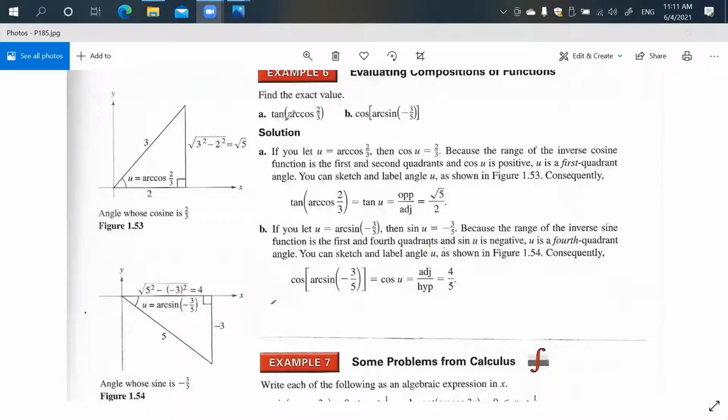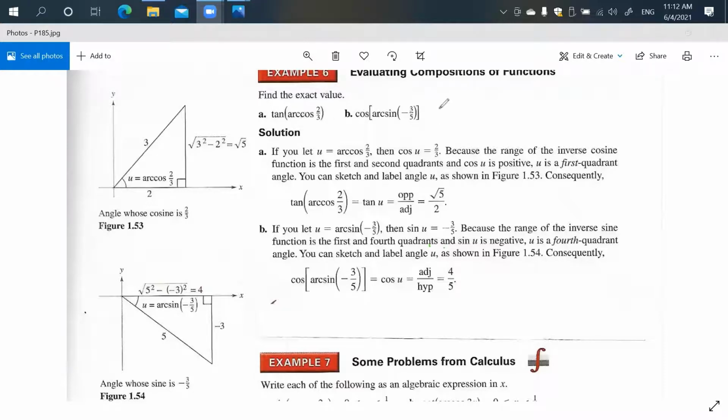Find the exact value. Question A, tan arc cosine 2/3. Okay, so in this case, how do we find this value, tan arc cosine 2/3? First of all, you always work from inside, right? See from inside here, arc cosine 2/3. In this case, it isn't tan arc tan or cosine arc cosine anymore like the previous example, right? Right now they have a different thing, tan and cosine mixed. So in this case, we work inside first, correct?